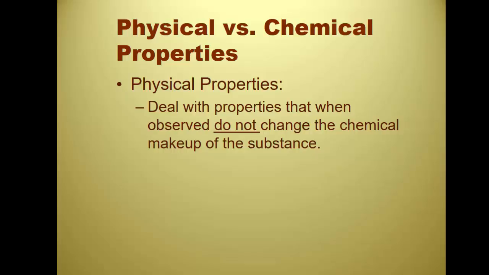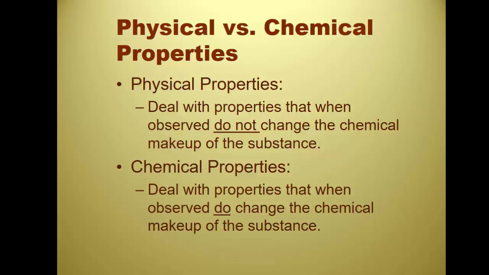So now let's talk about physical and chemical properties before we get into those changes. Physical properties deal with properties that, when observed, do not change the chemical makeup. You can go between substances and mixtures by looking at physical properties. And physical properties are like color or density. They're something that you don't have to change the element or the mixture for. You don't have to change the chemistry, any of the chemical makeup.